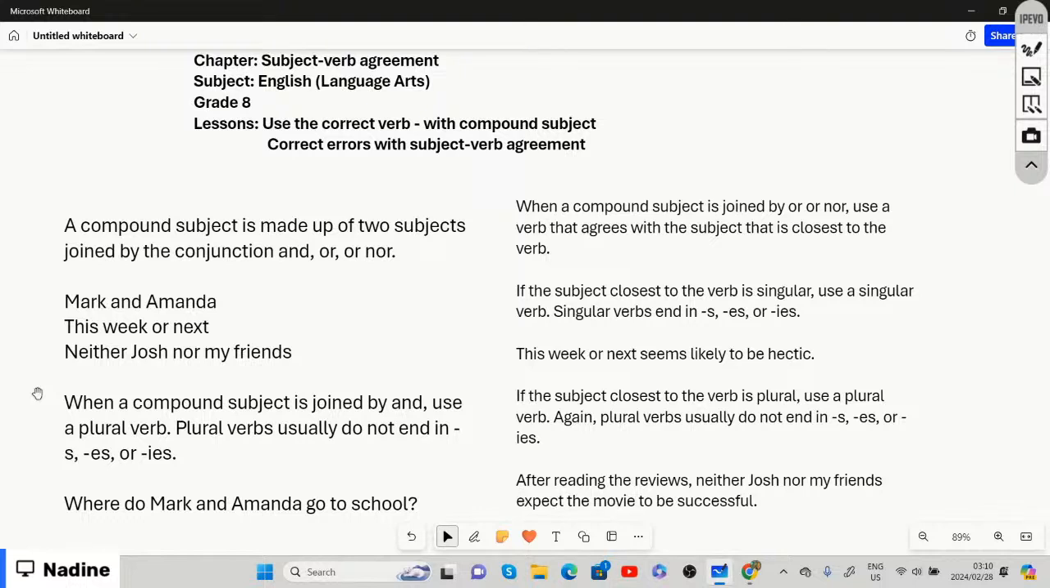And when a compound subject is joined by and, then we need to use the plural verb. Plural referring to more than one. And plural verbs do not end in s, es, or ies. An example is, where do Mark and Amanda go to school?